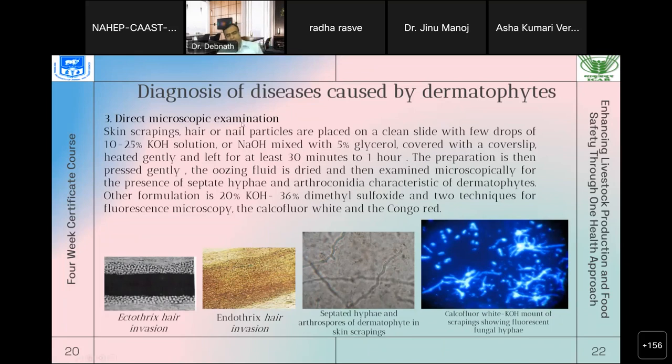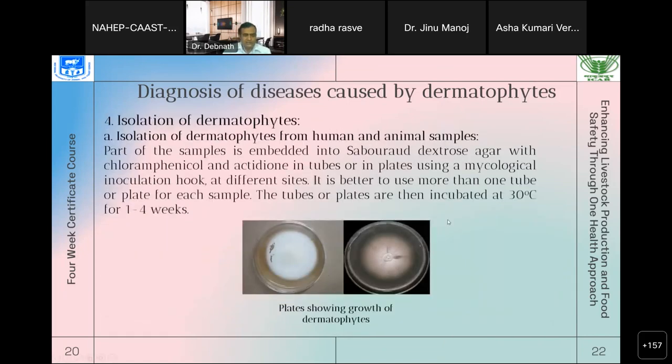But this direct microscopic examination only tells us about the presence or absence of the fungus. It cannot tell us what species of fungus is there. So for that, we need to go for further diagnosis by isolation of the organisms. For isolation, the sample that we have collected, we need to put in two different sets of media. One is a very common medium, Sabouraud dextrose agar. But one supplement is used here, called the CC supplement: one C for chloramphenicol and one C for cycloheximide. These two supplements are used to arrest the growth of bacteria, as well as the growth of saprophytic fungi, meaning other fungi.